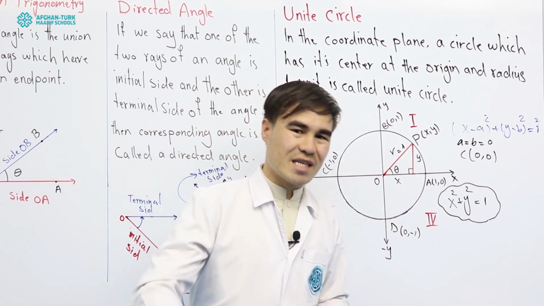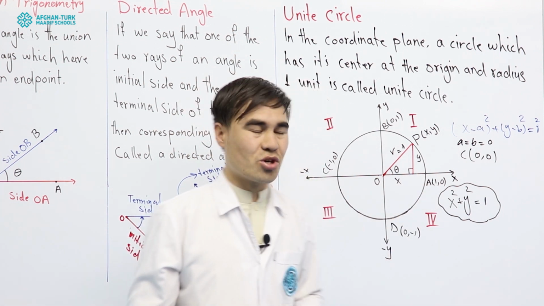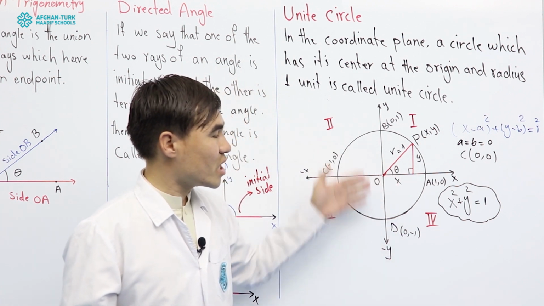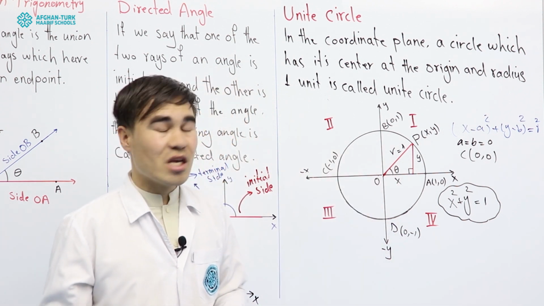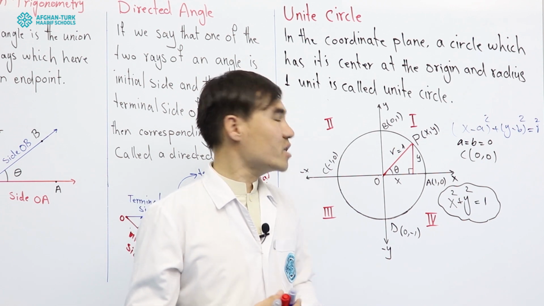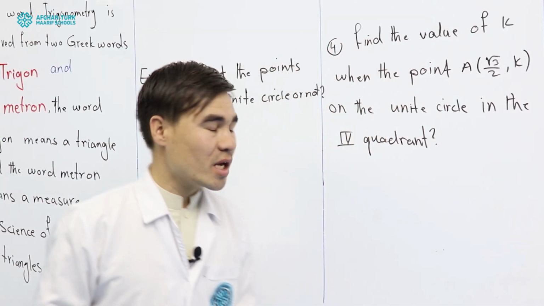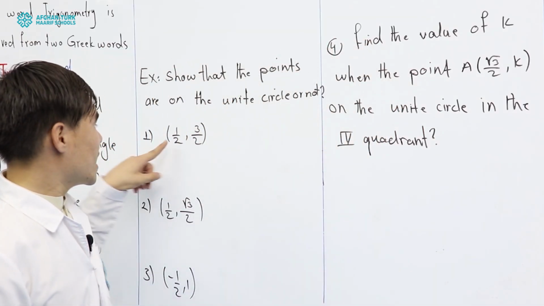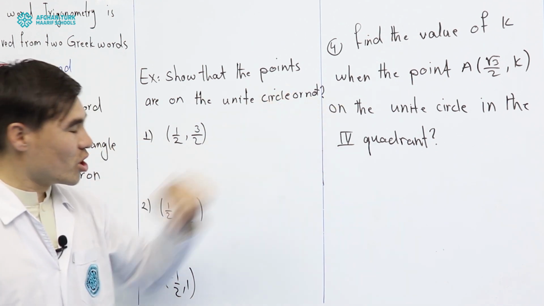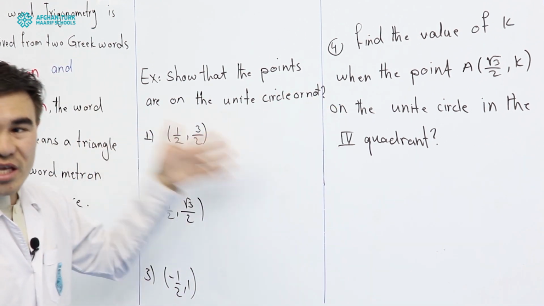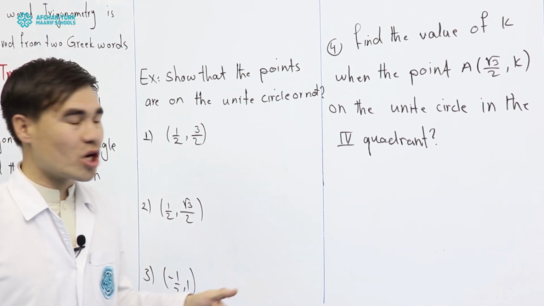Okay, dear students, let me check some examples according to the signs of this and also according to the standard equation of a unit circle. We want to show, for some 3 or 4 points, whether they are located on the unit circle or not.